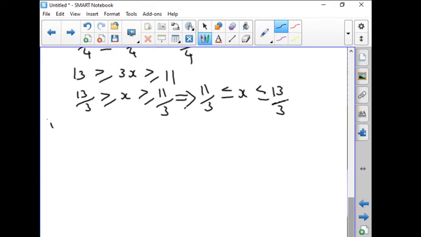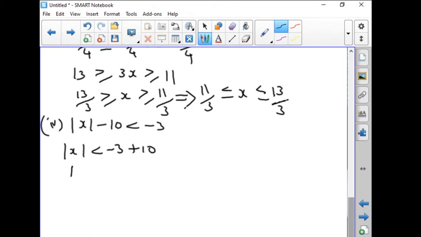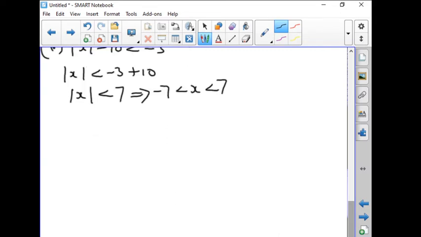Okay, now coming to the fourth subdivision. Modulus of x minus 10 is less than minus 3. So, what do you have here? Modulus of x is less than minus 3 plus 10. So, what is it? Modulus of x is less than 7. So, this tells us minus 7 is less than x is less than 7. Because modulus of x is less than r if and only if minus r is less than x is less than r. Okay, now we will go to the second question.